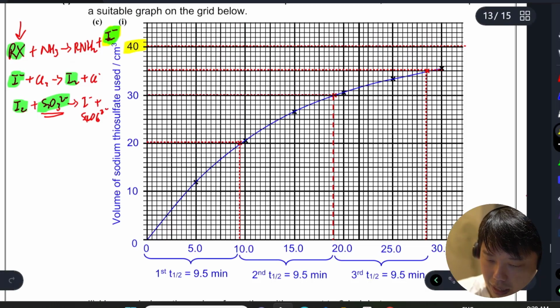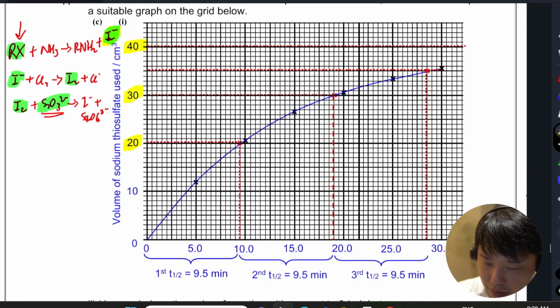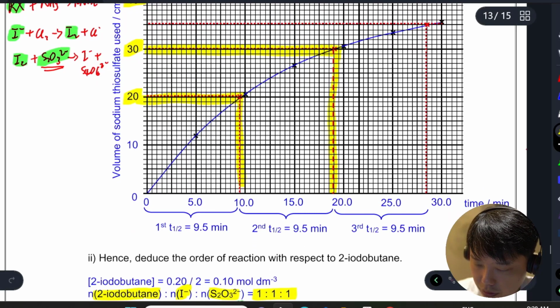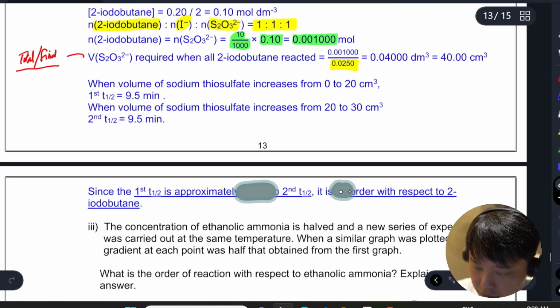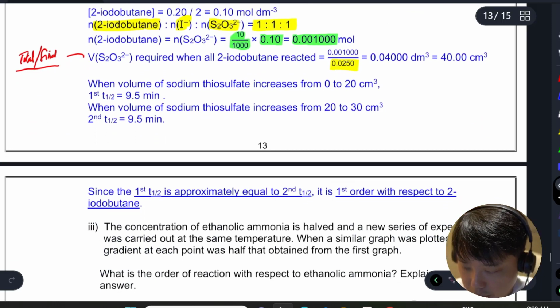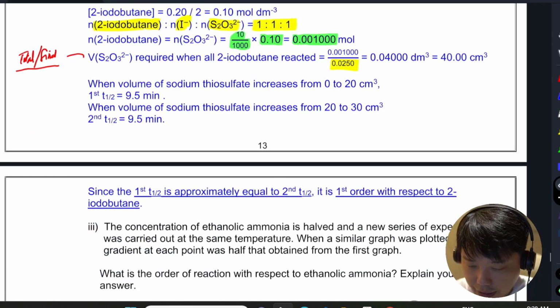So at the halfway mark, 50%, and then at the 75% mark is at 30. Okay, so you construct first and second T half is more than enough. You get around 9.5 minutes. So therefore, constant half-life tells you that it is first order with respect to the Rx.